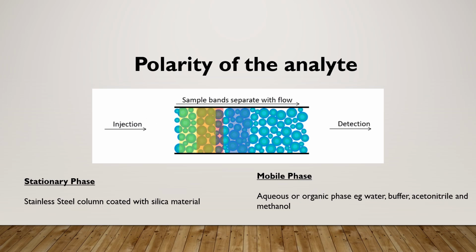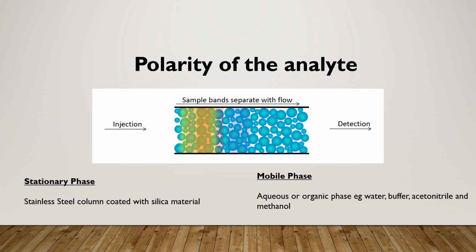Now remember this thing, that there are two phases present in an HPLC. One is stationary phase and another is mobile phase. Now in an HPLC, the stationary phase is the silica column. That is a stainless steel column that is coated with silica material. And the mobile phase here is an aqueous or organic phase. It could be ACN, acetonitrile, it could be methanol, it could be any kind of buffer, or water could be used. So this is your mobile phase.